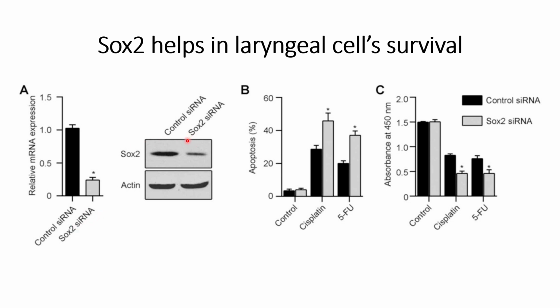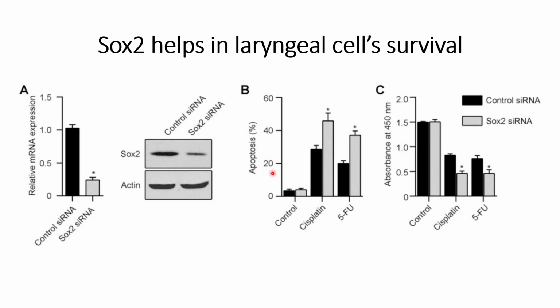Thereafter, they wanted to do apoptotic studies to check the SOX2 effect on cell survival. For that, they first cultured these laryngeal cells for 36 hours on soft matrices. After that, they treated the cells with two different drugs separately, as they did in the previous studies also, cisplatin and 5-FU. Thereafter, they checked the apoptosis using the flow cytometer and also using the CCK assay, in which they measure the absorbance.